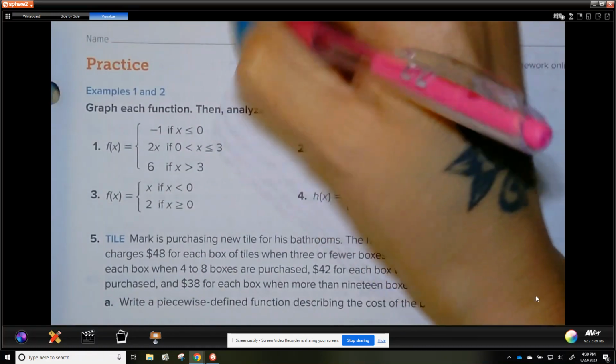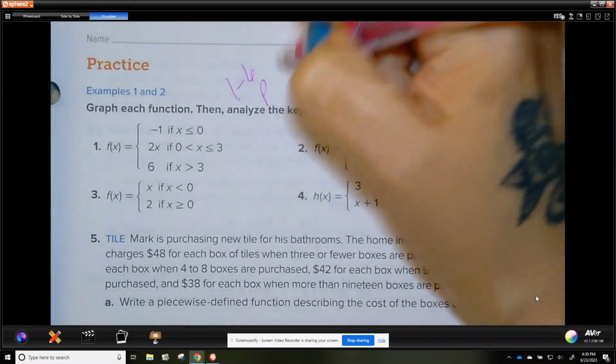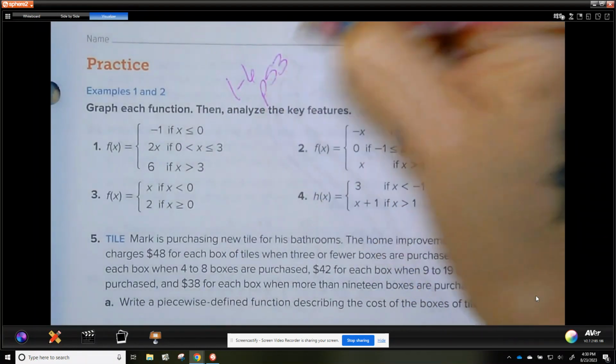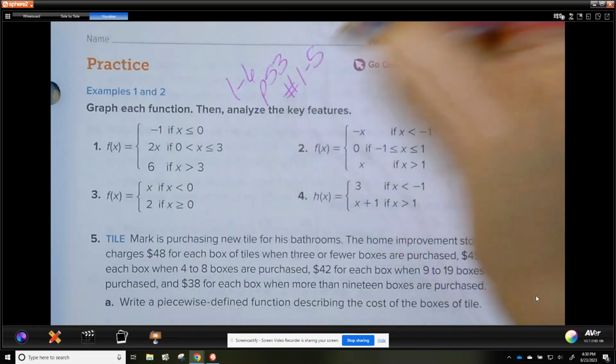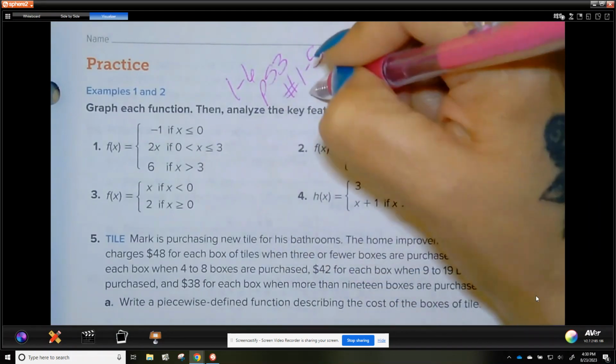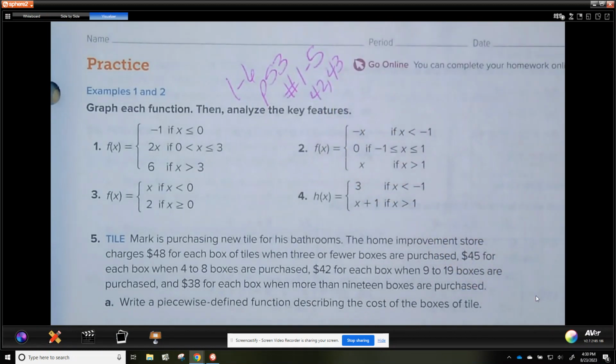Okay, so your assignment for 1-6 is on page 53, and it is numbers 1 through 5. You only have to graph 1 through 4. For 42 and 43, you've got to tell me what equations are used to make those piecewise functions. Let me know if you have questions. Thanks.